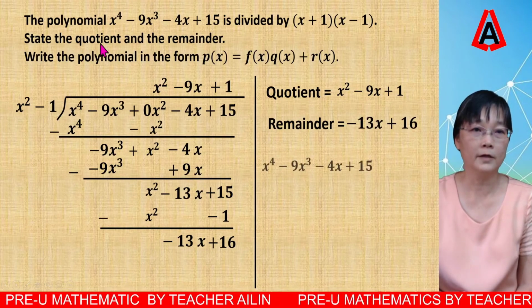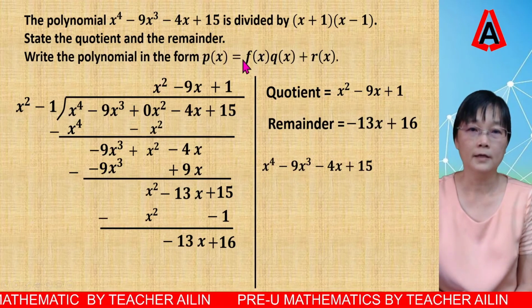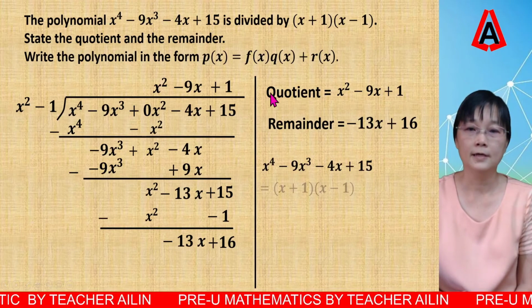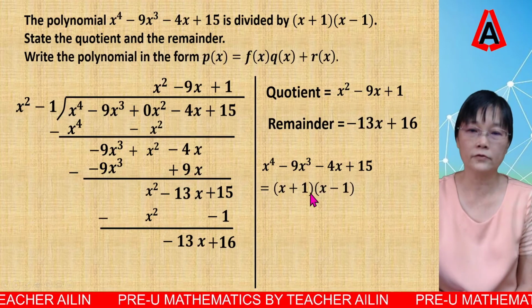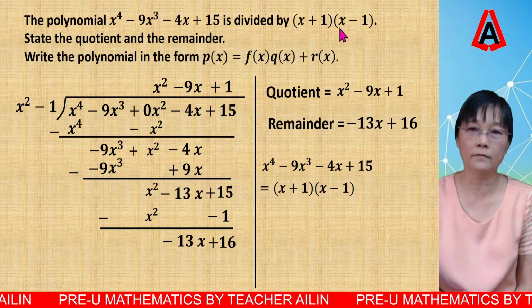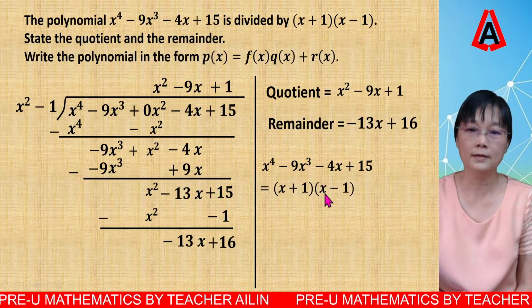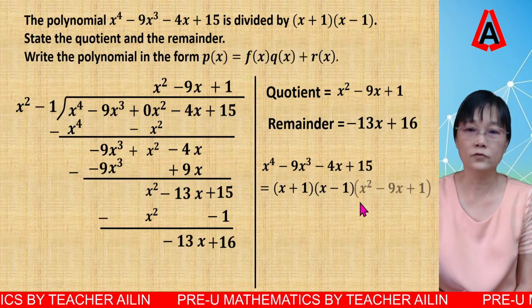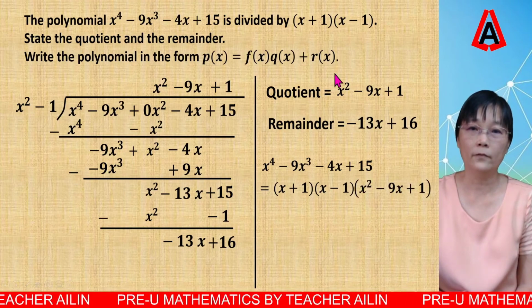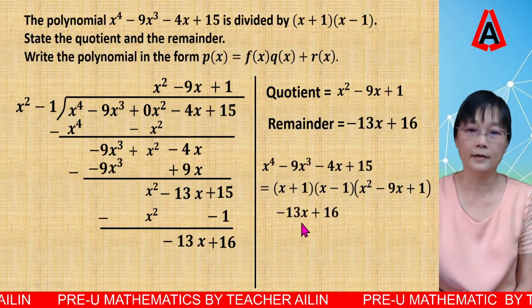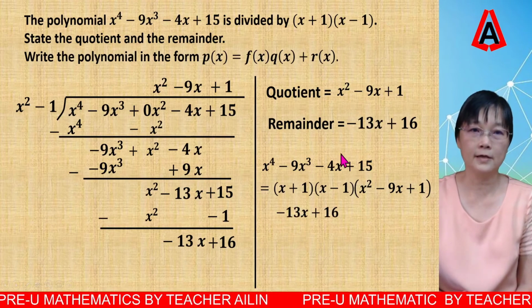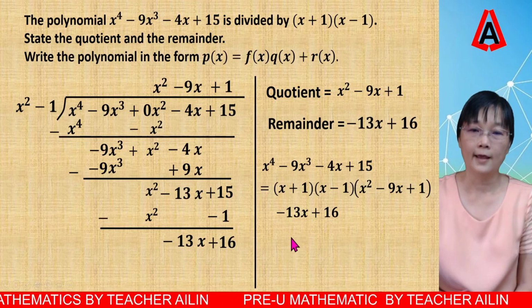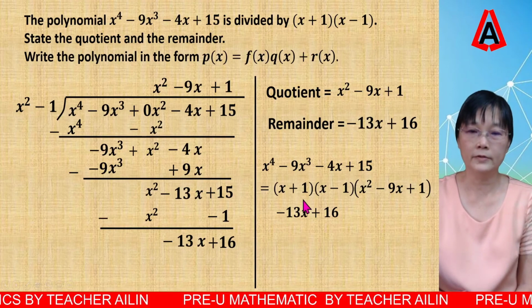Then write the polynomial in this form. So we start from the polynomial equals the divisor. Now the divisor we should write back in the factor form, that is x plus 1, x minus 1, then the quotient, then followed by the remainder. So now this is the result of the long division. And once again, we can double check.